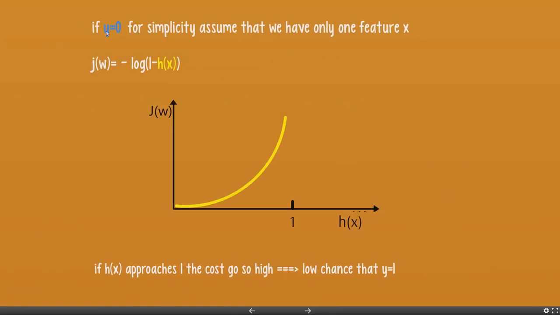And the second part is when y equals 0. As before, we're going to assume that we have only one feature, and m equals 1. If you replace y by 0, we have this cost function, minus log of 1 minus h of x, and it gives us exactly that shape. So here, the opposite: if h of x approaches 1, the cost goes so high, that means there is a low chance that y equals 1.